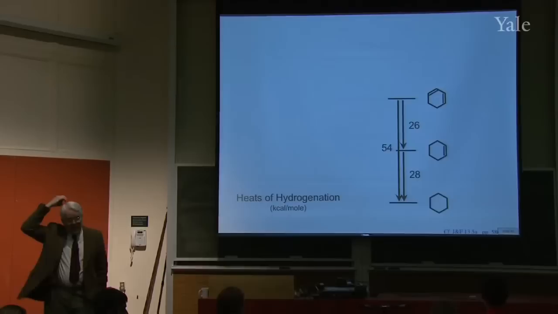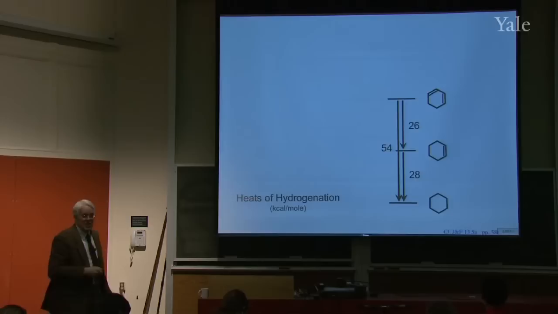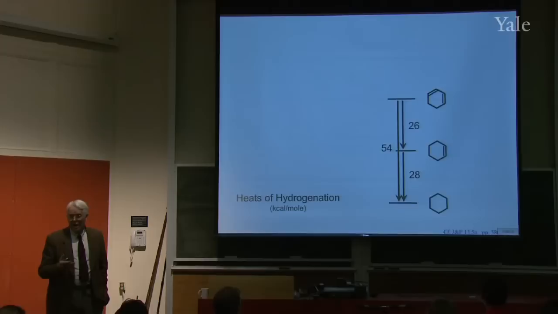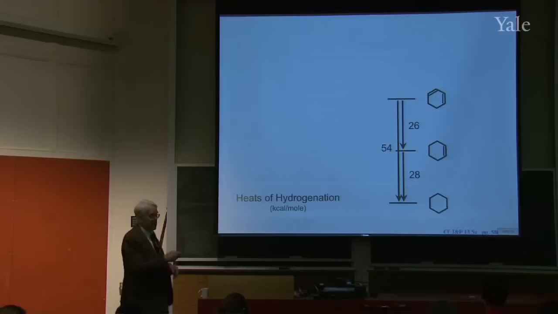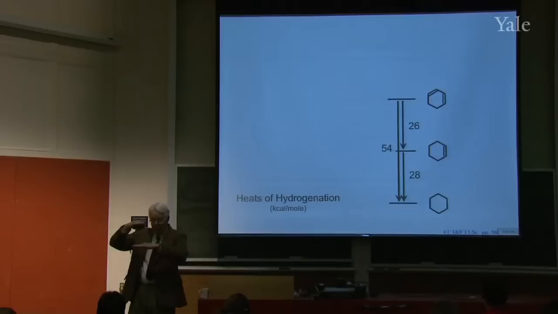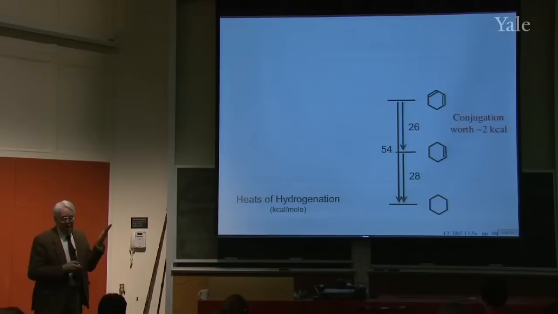Is everybody with me on that? Okay. So 26 isn't as big as 28. That means this was a little bit lower than we would have expected. Why? Because it's conjugated, right? It's better than just two isolated double bonds because they're conjugated. The lowest orbital went down a little more than the next one went up. That's what we just talked about. But that's not very much to write home about. It says that conjugation is worth about 2 kilocalories per mole by this measure, right?